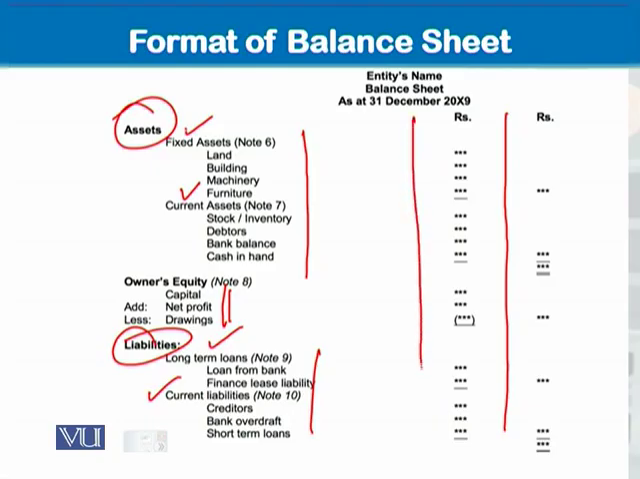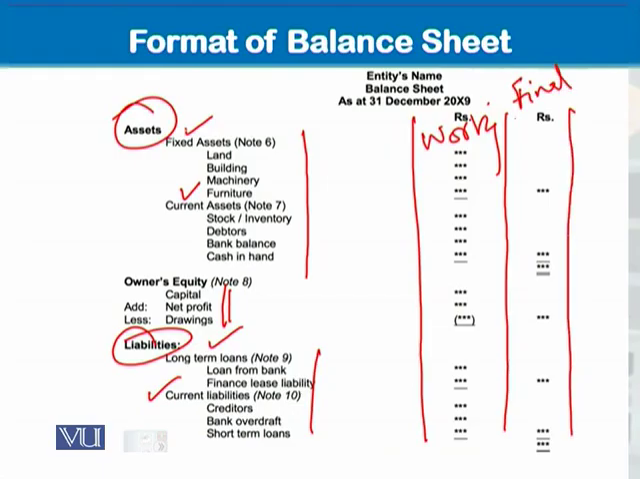Once again, of these two columns, the first one is for working. Never confuse it with the debit and credit columns. And the second column, the outer column, is for the final figure. We do not write this at the top, but just keep it in your mind that this is the column for working and this is the column to show the final figure.